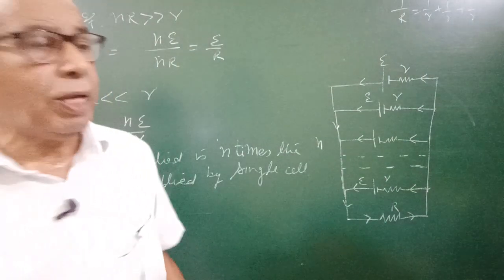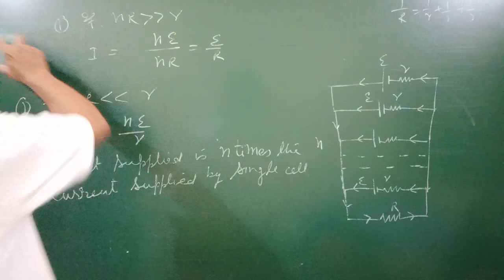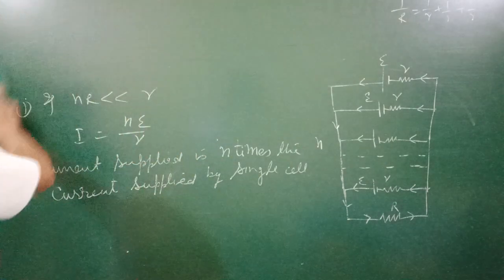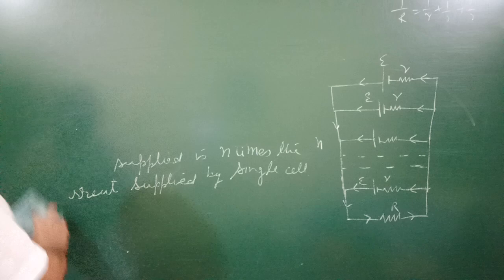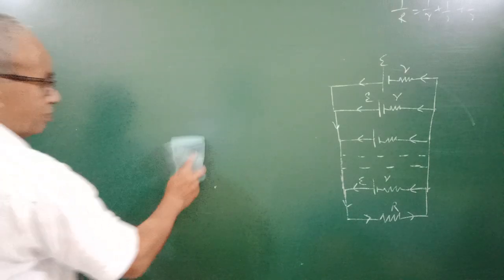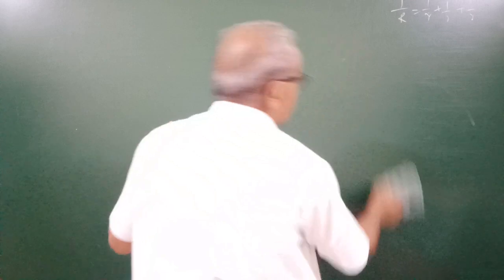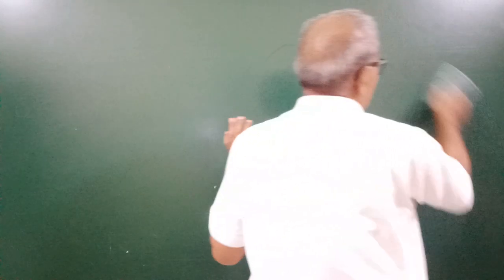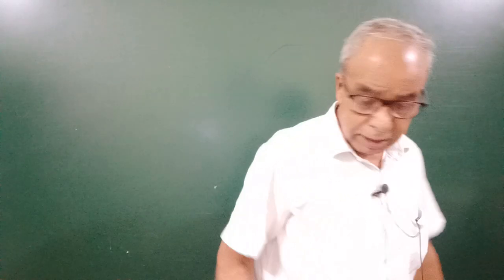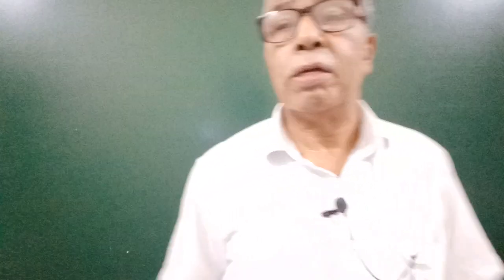But now suppose we have cells in such a manner that we can't connect in series nor in parallel. The internal resistance is such that there is no advantage of connecting in series, because internal resistance is not large and not small. Then we use what? Mixed combination.